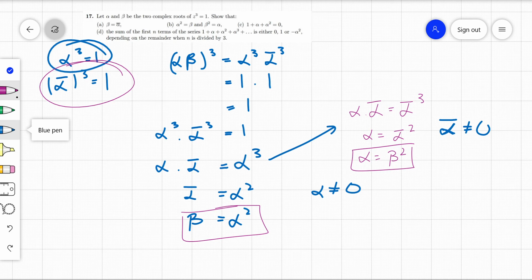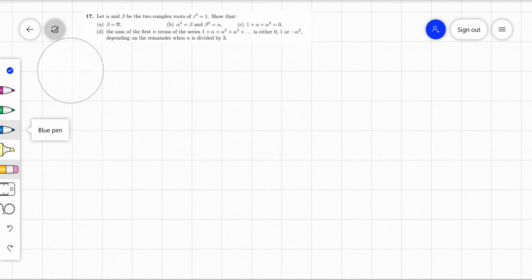Let's look at part D. That's the interesting one. The sum of the first n terms of this series has to be either 0, 1, or negative alpha squared, depending on the remainder when n is divided by 3. So let's think about summing up n terms here. Let's start with a remainder of 0. To get a remainder of 0 when we divide n by 3, n would have to be some multiple of 3. So let's say n equals 3m, then we'll get a remainder of 0.